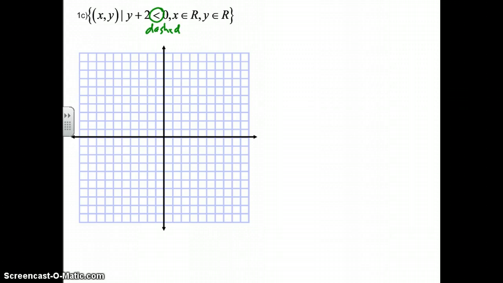Another thing to note is that we have real numbers. So that means we can shade in our solution set, and that is actually what's called a continuous solution. If you were dealing with whole numbers, you would have what's called a discrete solution.